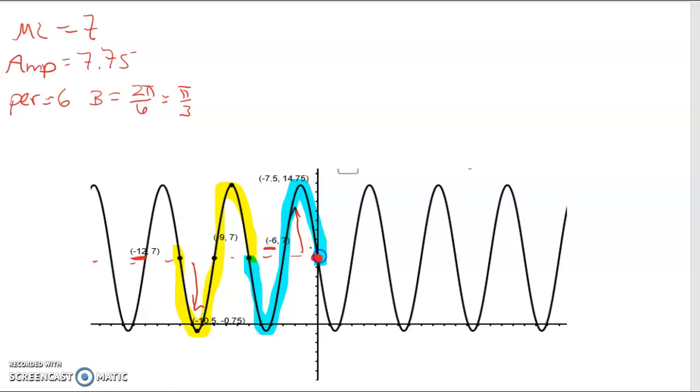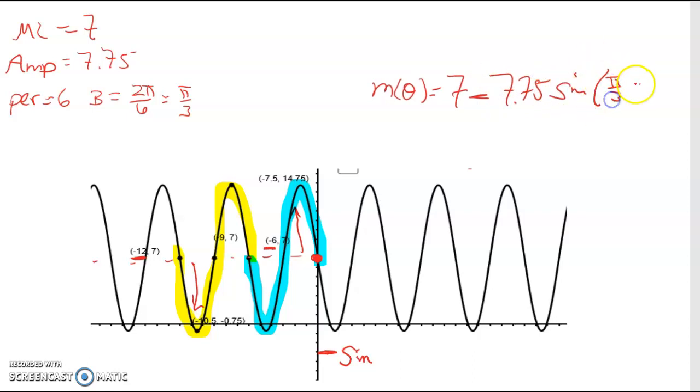So if we're on the line, that means we're going to use a sine function. But it's decreasing first, so we're going to use a negative sine function. We're ready to write. How about m of theta? M of theta is 7 minus, it's a negative sine function, 7.75 sine of pi over 3 theta. Finding the algebra.